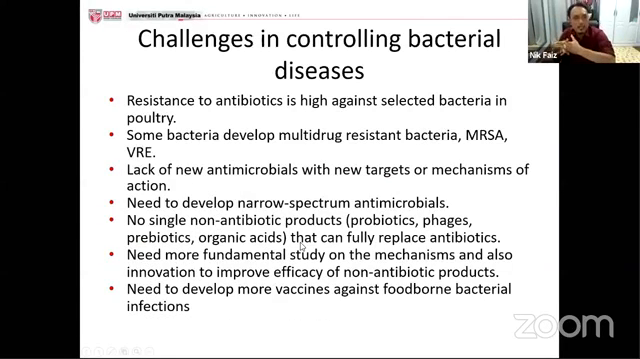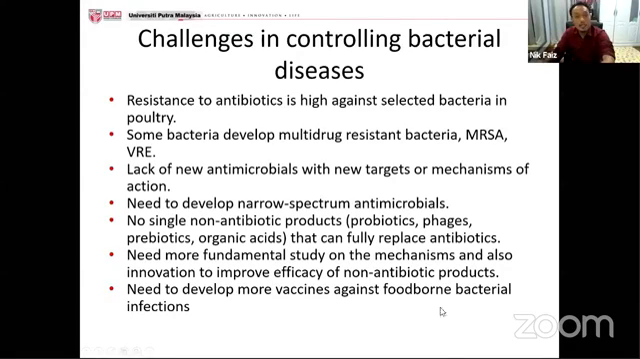When it comes to bacterial diseases, one challenge in controlling them is, for example, that resistance to antibiotics is high against selected bacteria in poultry. I'm not sure about India, but in Malaysia we have a lot of farmers abusing antibiotics. They use antibiotics as a scheduled regime rather than when there is a problem. Some bacteria develop multi-drug resistance, such as MRSA or VRE, and there is also a lack of antimicrobials with new targets or mechanisms of action. We need to develop much more narrow-spectrum antimicrobials.